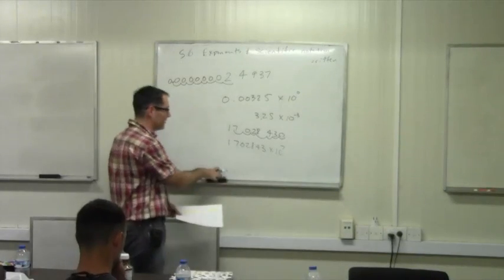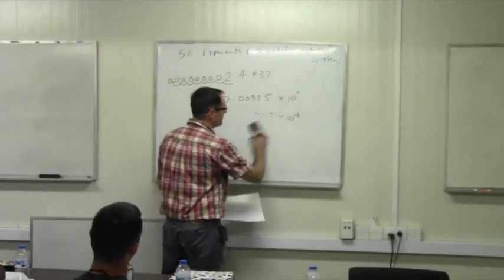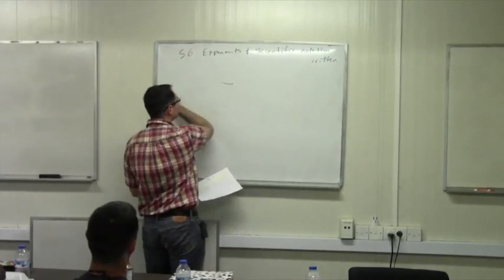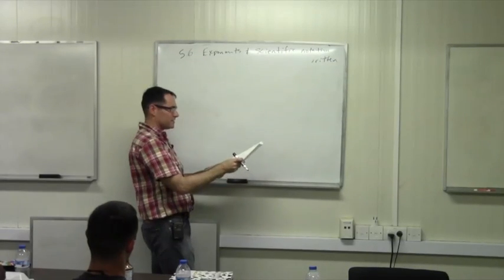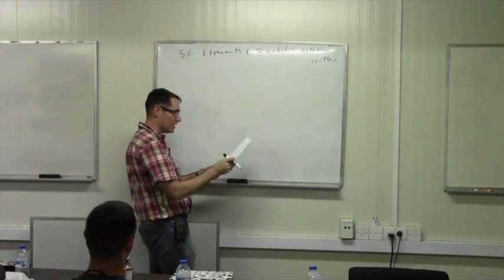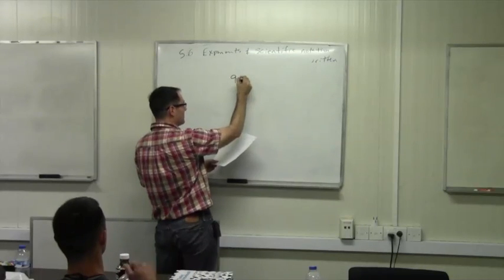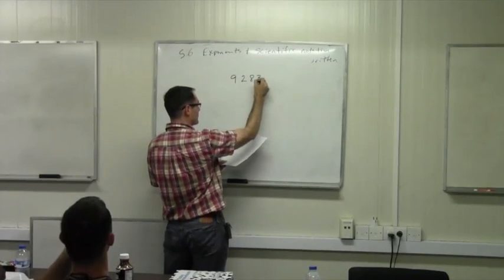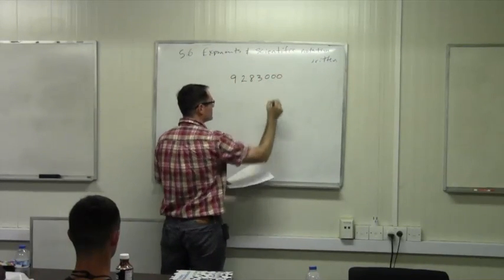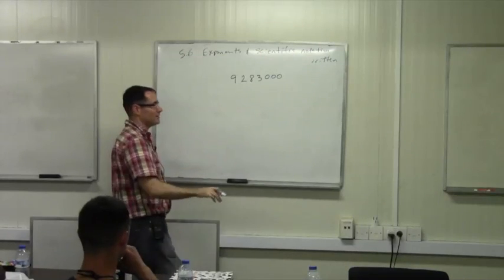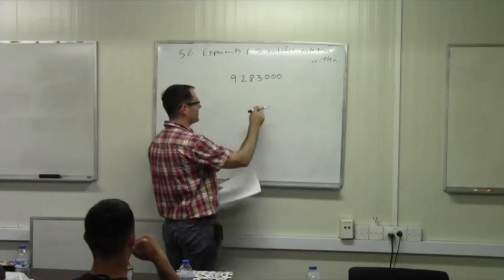Okay, let's try another one, and I'll try to get it right this time. All right, let's see. How about 9,283,000 to scientific notation? I'm not even going to do the commas now. Obviously, I'm brain dead when I try to do that.